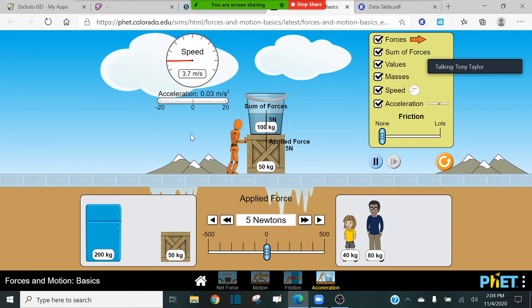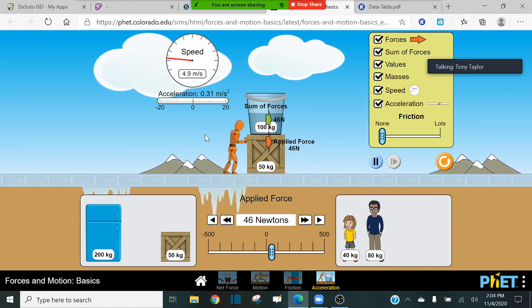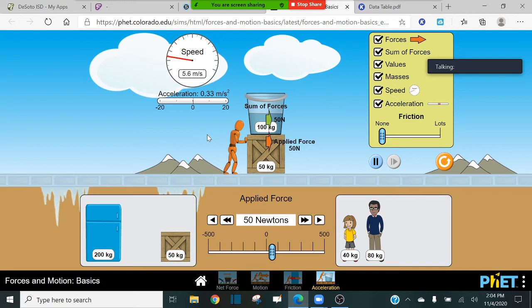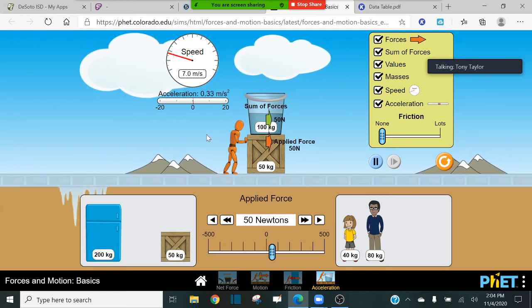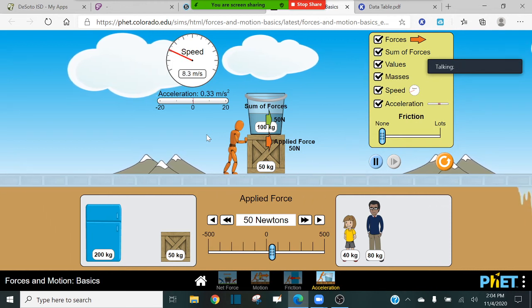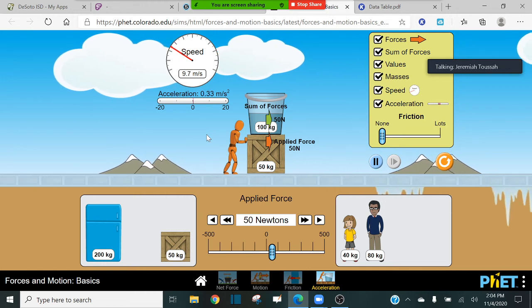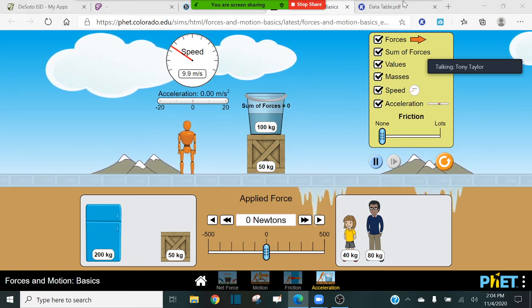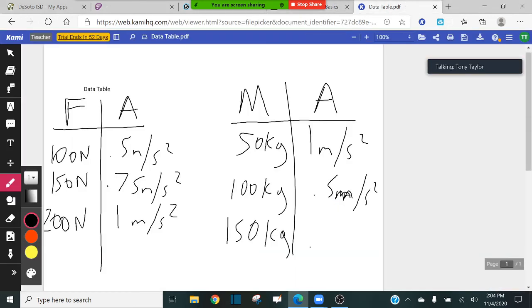So now let me push with a 50 Newton force. Remember, the force has to stay constant. So guys, if my force stays constant at 50 newtons, can someone tell me what's my acceleration there? Can y'all see that? Yep, 0.33. So whenever the mass is 150 kilograms, my acceleration is 0.33 meters per second squared.